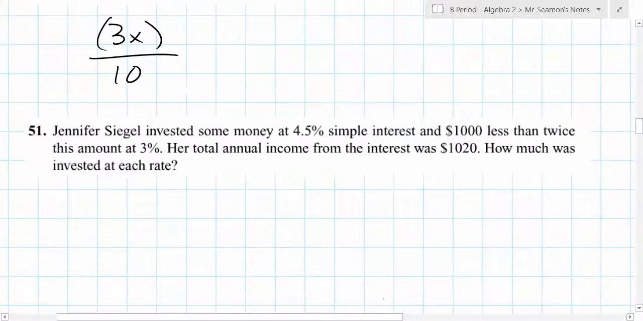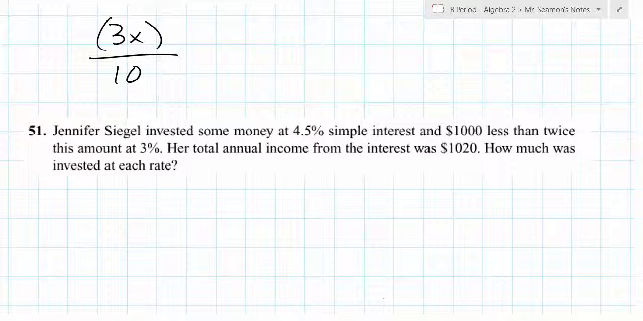It says Jennifer Siegel invested some money at 4% simple interest and $1,000 less than twice this amount at 3%. Her total annual income from interest was $1,020. How much was invested in each rate? So she's investing money into 2 accounts. The first thing you do is you read the question and then you come up with what you need to know in order to answer it. So it's how much was invested at each rate.